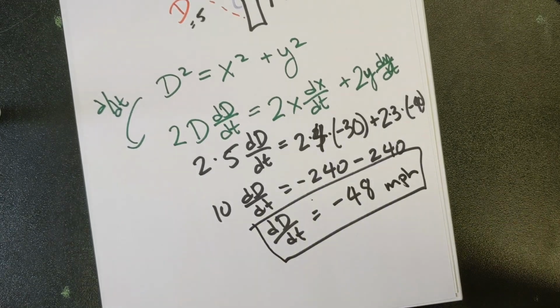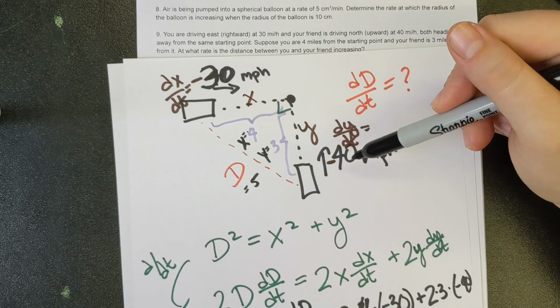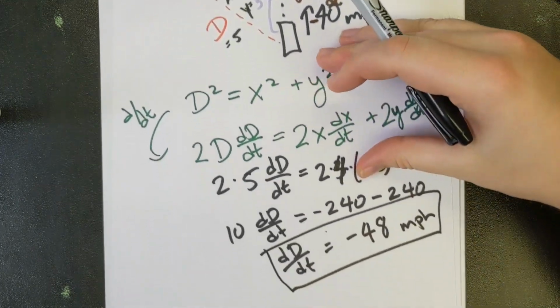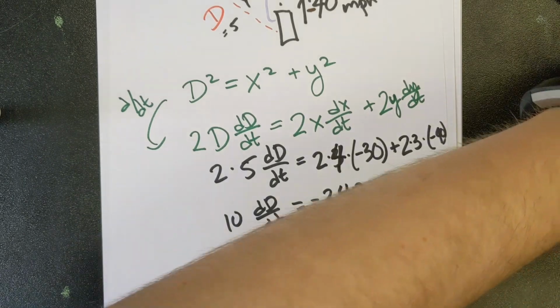And I just think this is beautiful. You're only driving at 30 miles per hour. Your friend's only driving at 40 miles per hour, but the rate at which you're getting close to each other is 48 miles per hour, which kind of makes sense.